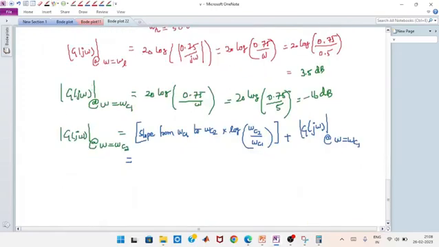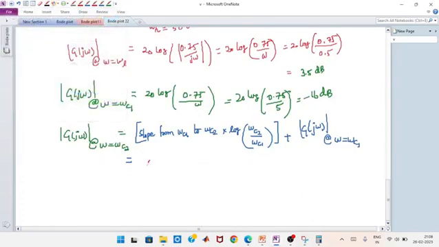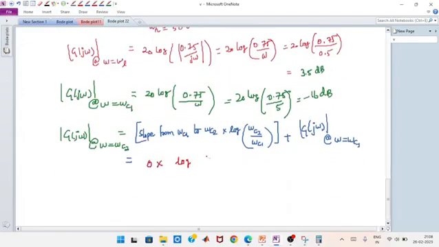So 0 into, so the value is 0 dB, times log of omega c2 over omega c1. Omega c2 is 10, so log 10 divided by 5. This plus the value of G of j omega at the previous point, which is minus 16. We already know that 0 into anything is 0. So here also the answer is minus 16 dB. So this is the value at omega equal to omega c2.